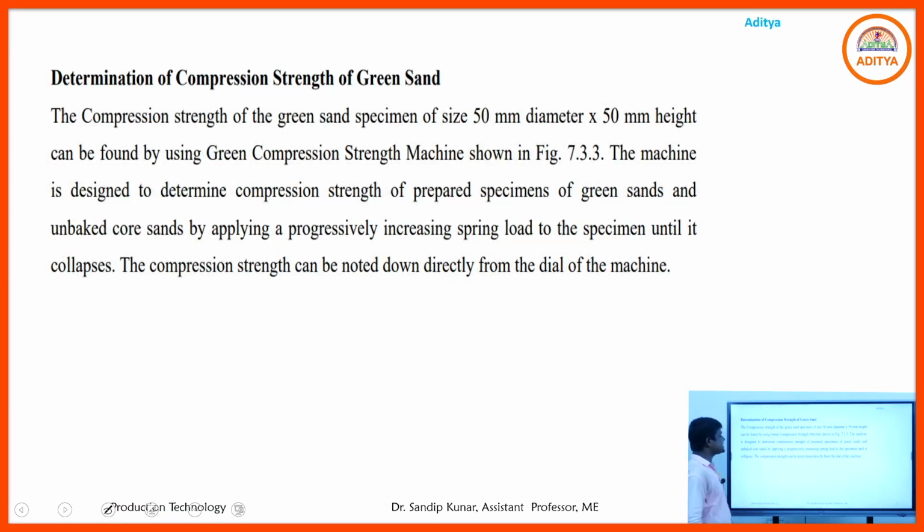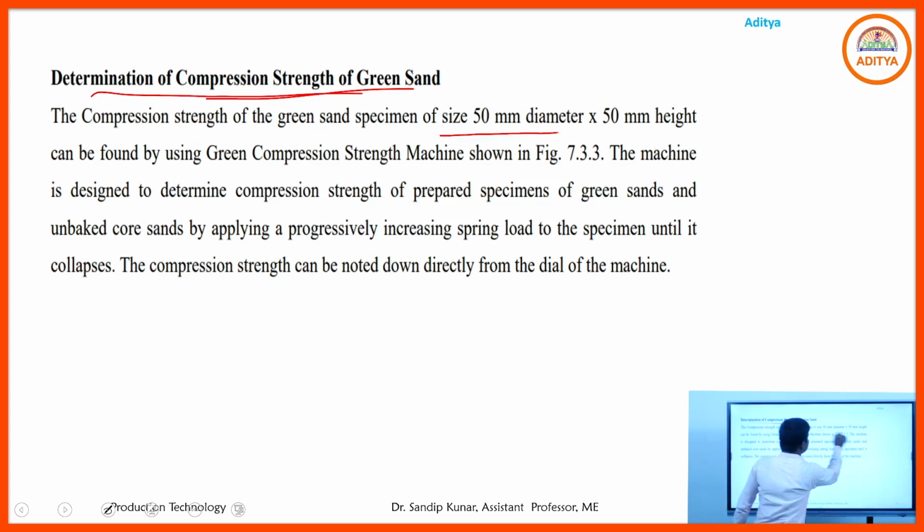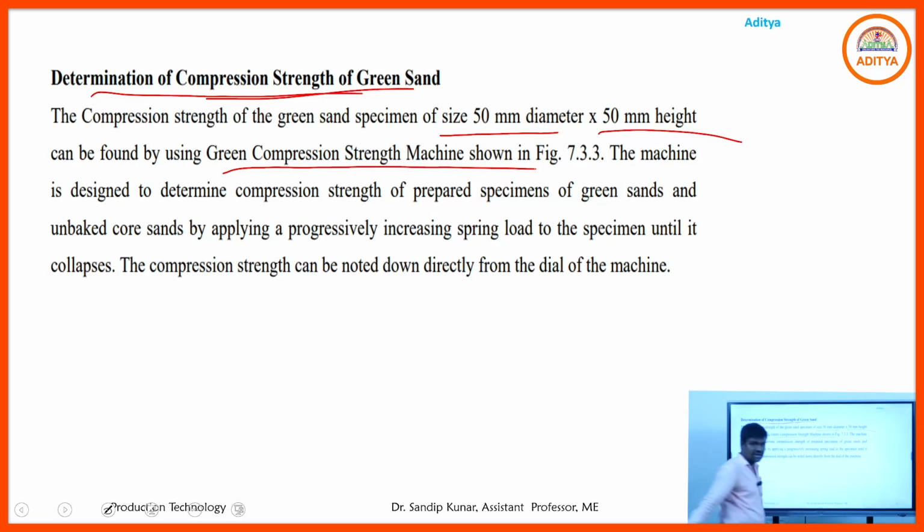Now we come to the determination of the compression strength of the green sand. How do we measure the compression green strength? First, we take the standard specimen, 50 millimeter diameter and 50 millimeter height, and we measure the compression strength using a compression strength machine.